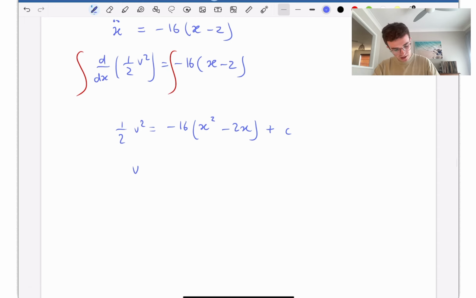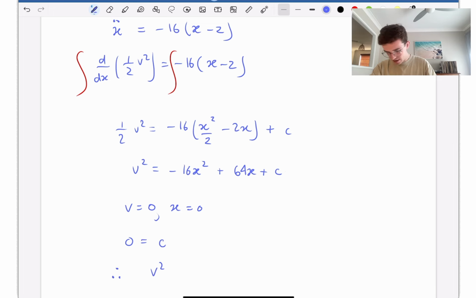Now if we multiply everything by 2, we're going to get v squared equaling minus 16x squared plus 16 times 2 times 2, which is 64x, plus c. Okay. Now we do know that the particle is initially at rest and at the origin. So v equals 0, x is going to equal 0. So 0 is equal to 0 plus 0 plus c, so c is equal to 0. So therefore v squared is equal to minus 16x squared plus 64x.